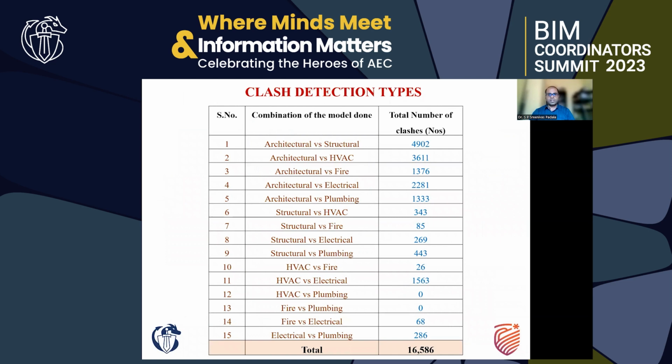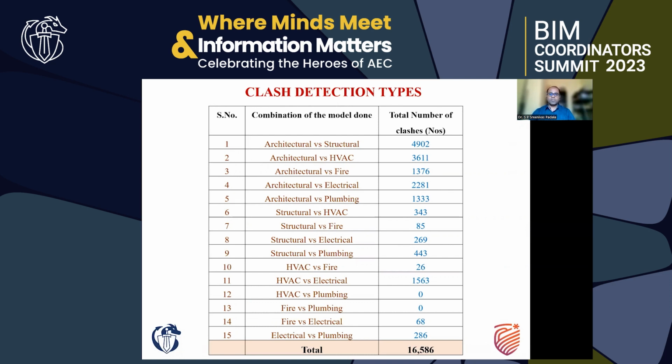Different types of clashes can be observed, starting with architectural to structural, architectural to HVAC, architectural to fire, and similarly structural to HVAC, structural to fire, then HVAC to fire, HVAC to electrical, then fire to plumbing, and so on. You can see a huge number of clashes identified in this G+6 building, around 16,586 clashes. Some of the clashes are repetitive.